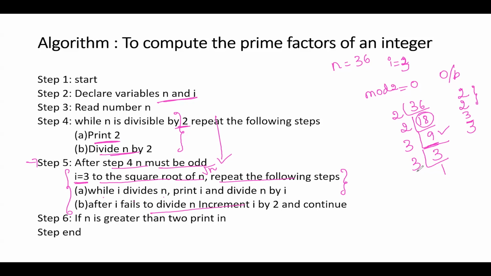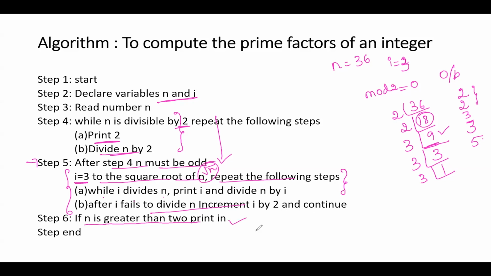So the moment i fails to divide n, of course, here 3 does not divide 1, and then I'm going to increase the value to 5. And we will continue. So as and when we come here, 5 also doesn't divide 1, and hence we will reach the termination condition of the loop and we will exit from the loop. Okay. Then after that, we are checking if n is greater than 2.